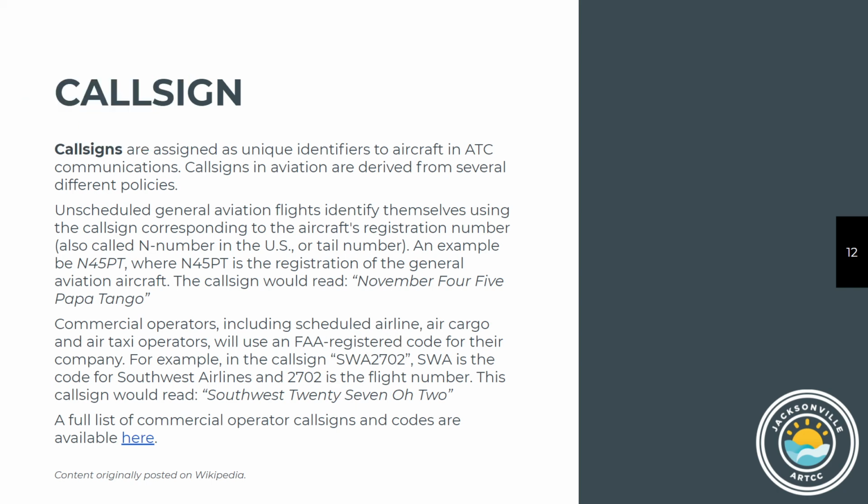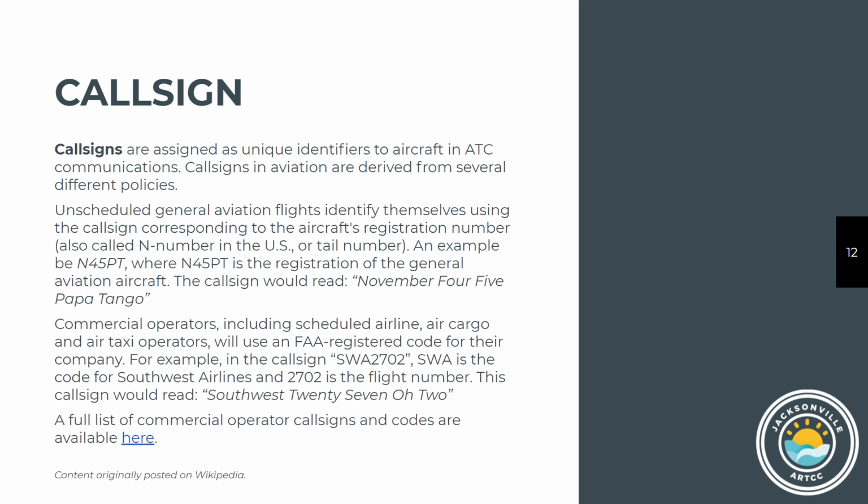General aviation flights all have N numbers. In Canada, they have C numbers, and we see all sorts of international tail numbers in VATSIM. So you'll see things that are not American, not United States numbers, like November 4, 5, Papa Tango, and that's how you'd read it. 4, 5, Papa Tango. They typed it 5, but we say 5. They typed 4, but we say 4. So once you get used to the phonetics, that's how you'll read them out.